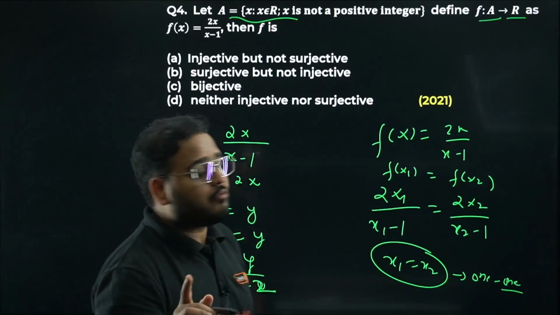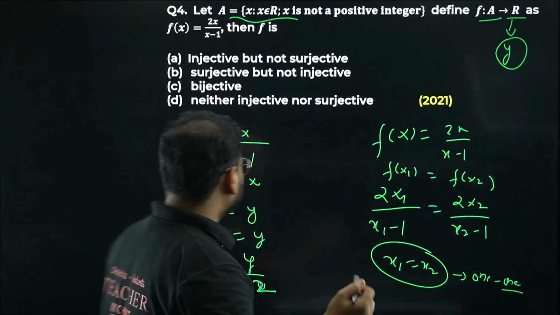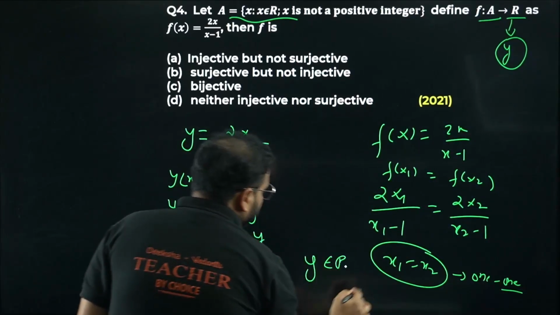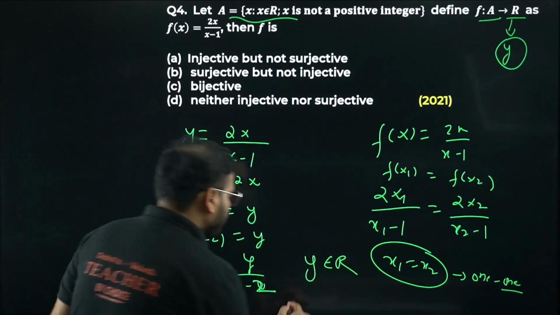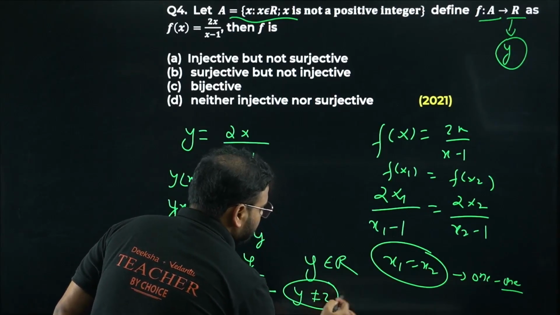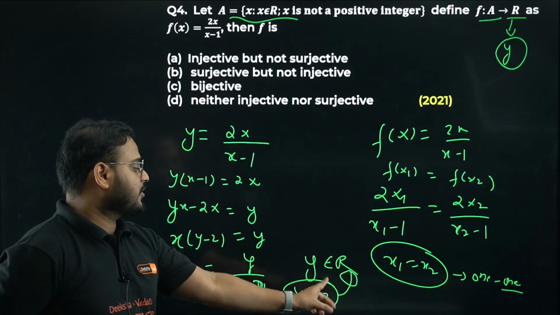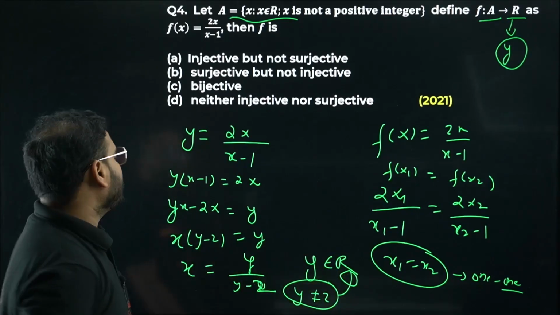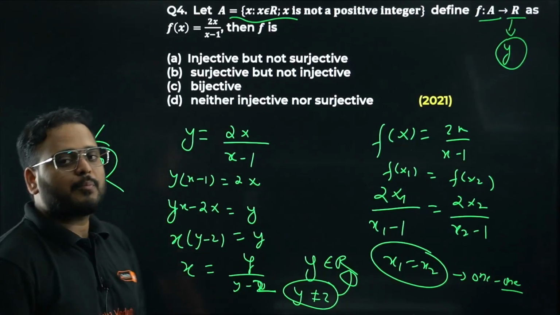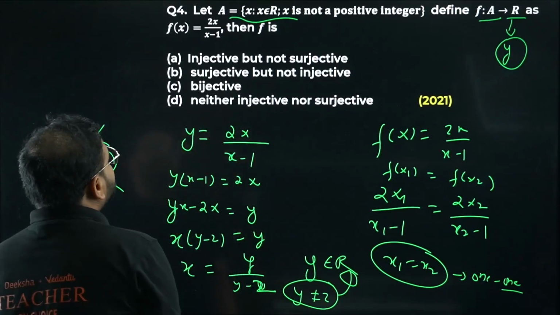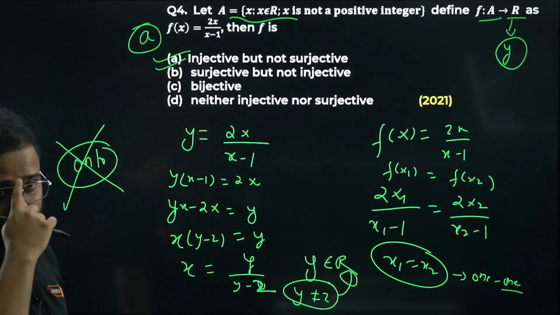Now check the value of y. Y is coming from the codomain, so y can be any real number. If you put y as 2, what will happen? From this condition we get that y cannot be 2. There's a contradiction over here, right? It means the claim that y can be any real number is incorrect. Hence the function is not onto. So we have injective but not surjective, option A is correct. Question number 4 is done.